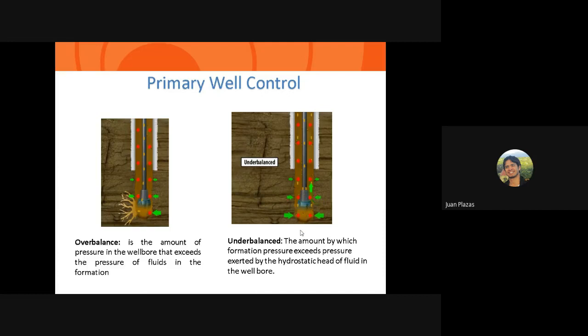So the main idea for us is to be between formation pressure and fracture pressure. Too much overbalance, like here, is when our hydrostatic pressure overcomes formation fracture pressure, and we are actually breaking down the formation. And when we have an underbalance condition, our hydrostatic pressure is not enough to counterbalance formation pressure, and the formation starts kicking, or the wellbore can collapse.